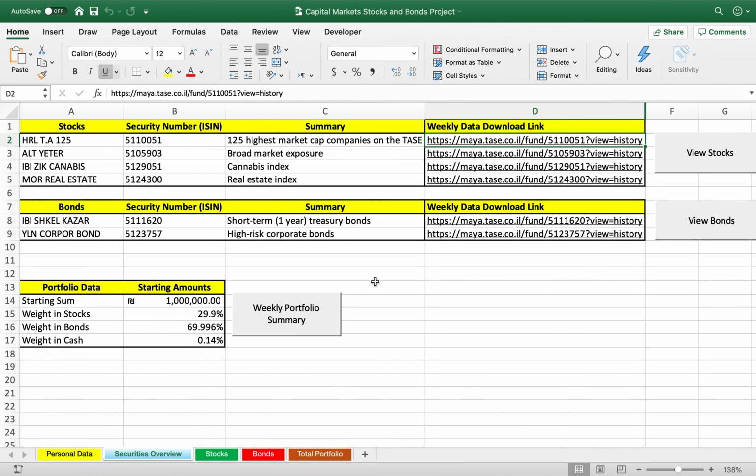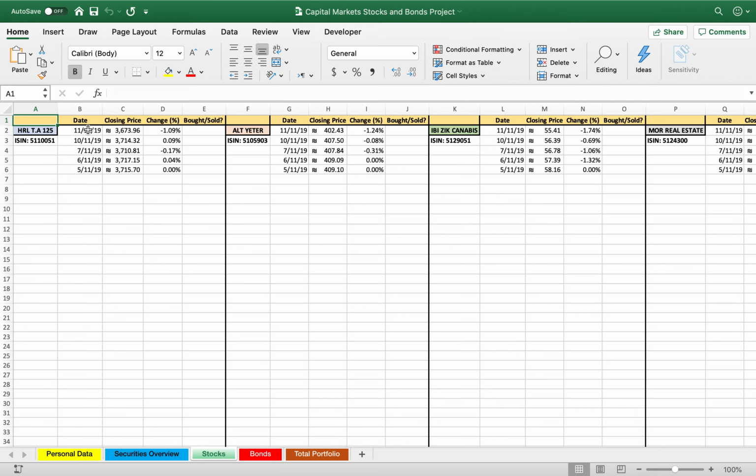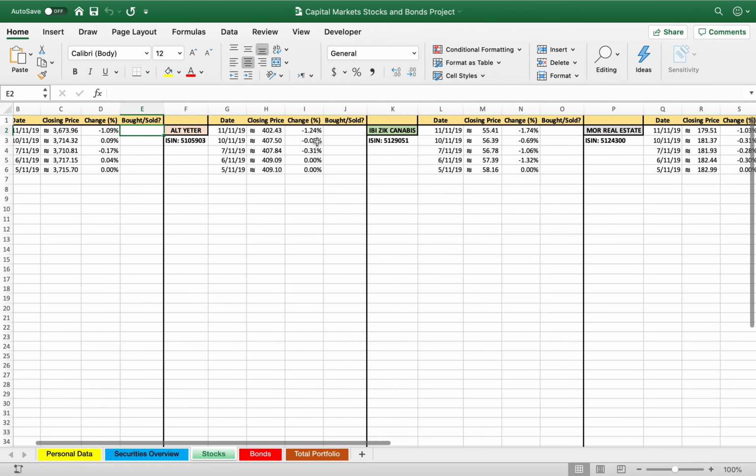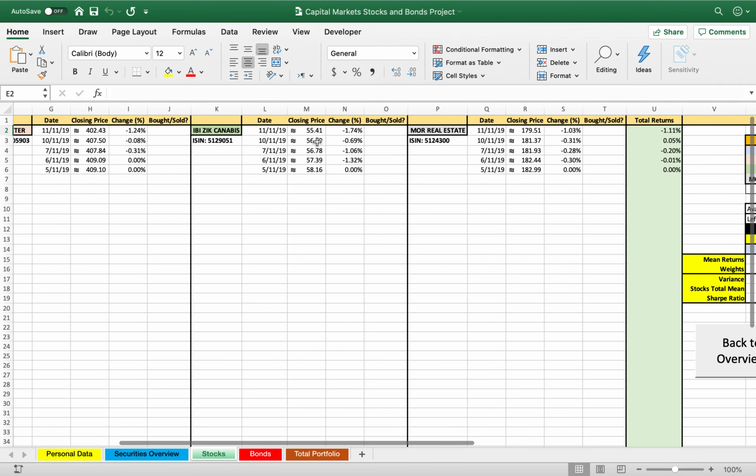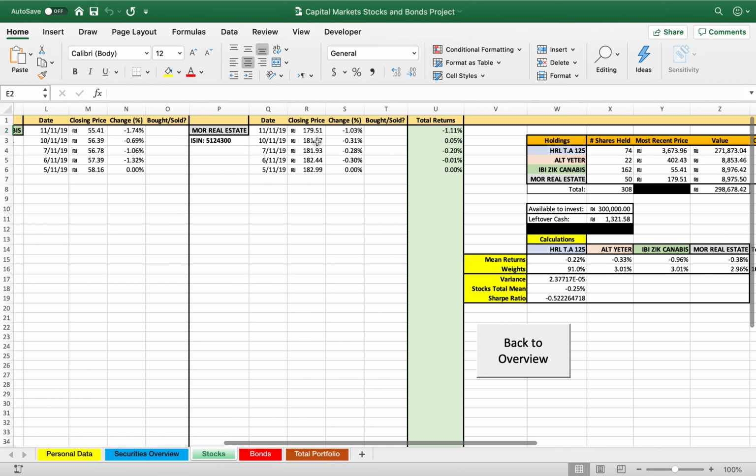Okay, so I then set up a page for my stocks and a page for my bonds. With the stocks, I have a column for each stock. This is the data that you'll get each week when you download. These numbers are already given to you. And I have a bought sold column so that I can say if I bought or sold and why. I probably will not buy or sell. I'm not planning on doing any of that, but if I do, there will be a why.